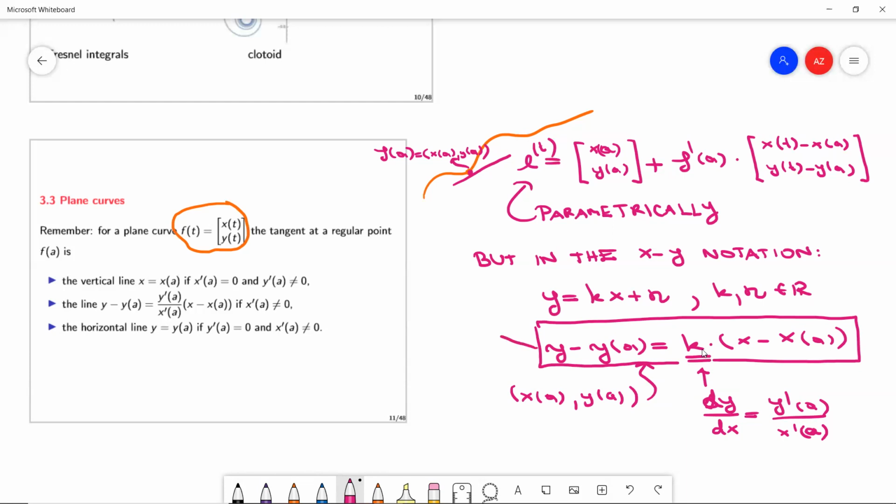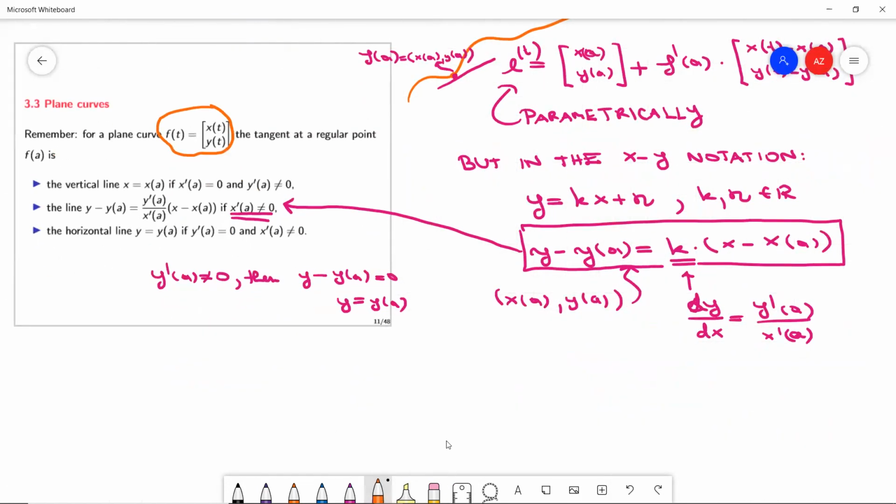But this is the general expression for the tangent to the curve at this second point. Here, x prime of A shouldn't be 0. If y prime in this expression is 0, then the slope is 0. What we get is, if y prime of a is 0, then the slope is 0, and we get that y minus ya is 0. So this means that y is equal to ya, and the tangent is horizontal.